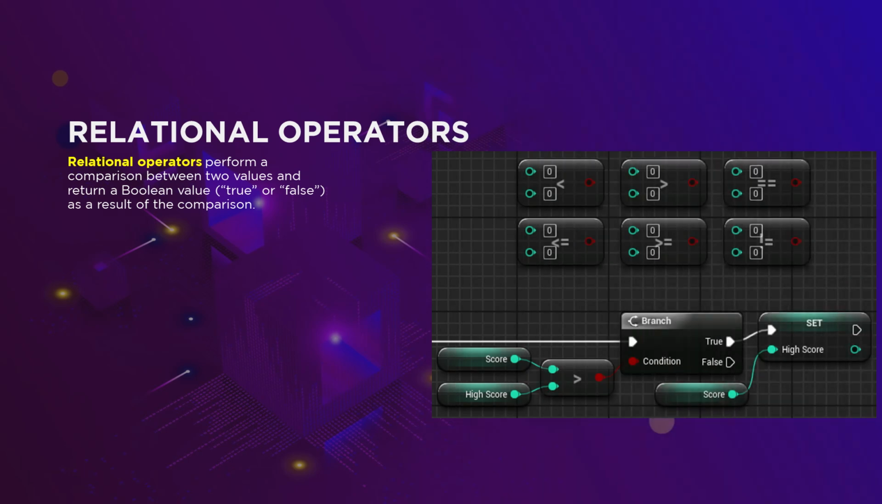Relational operators perform a comparison between 2 values and return a Boolean value, either true or false, as a result of the comparison. The image on the right shows the relational operators, an example using a branch node. A branch node is like an if statement in traditional code. At the end of the game, the current player score, the score variable, is compared with the highest recorded game score, the high score variable. If the player's score is higher, the value of the score variable will be stored in the high score variable.